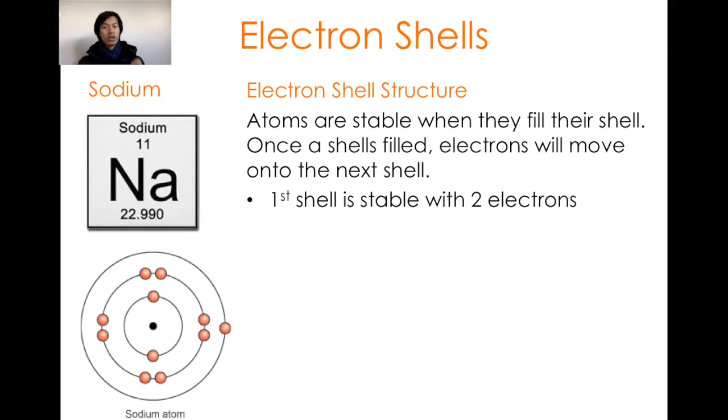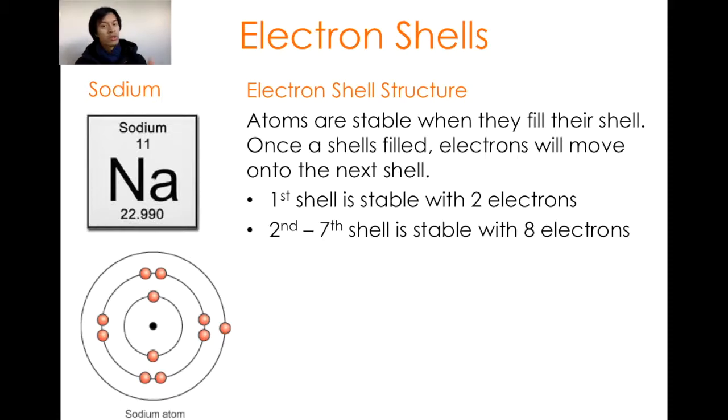Now the first shell is stable with 2 electrons. The rest of the shells, all the way to the 7th shell, which is the maximum number of shells of all the elements at the moment, are stable with 8 electrons. So using that pattern, we can figure out how many electrons would usually occupy these shells before they move on to the next shell. It's 2, 8, 8, 8, and so forth, okay?